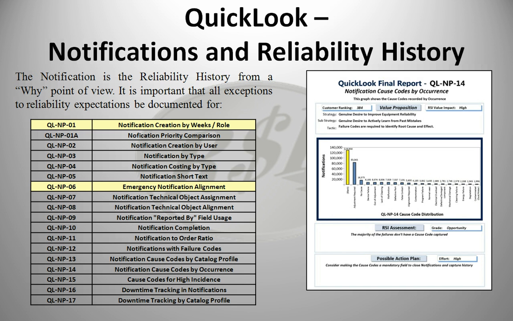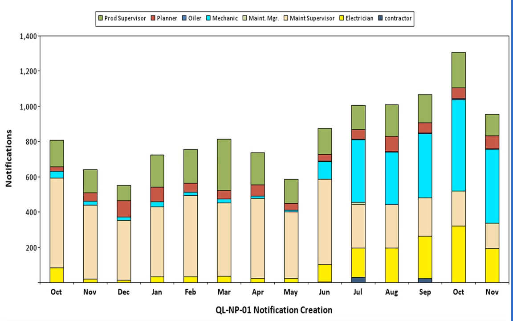Within the notification section, we are going to briefly discuss the notification created by role and emergency notification alignment. This graph represents the notification creation by role and an increase of participation in the craftsmen starting in June after a refocus or retraining effort was completed.